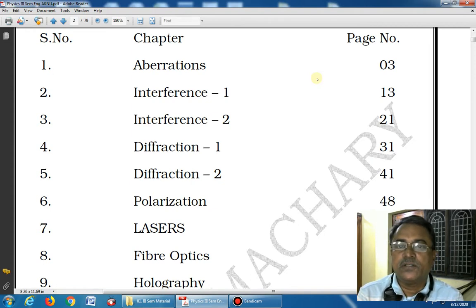The first chapter is aberrations. The next 2 chapters are interference 1, interference 2, and 4th, 5th chapters are diffraction and diffraction 2. 6th one is polarization, 7th one lasers, 8th fiber optics, and lastly the holography. And as per the syllabus, I will go first through aberrations.